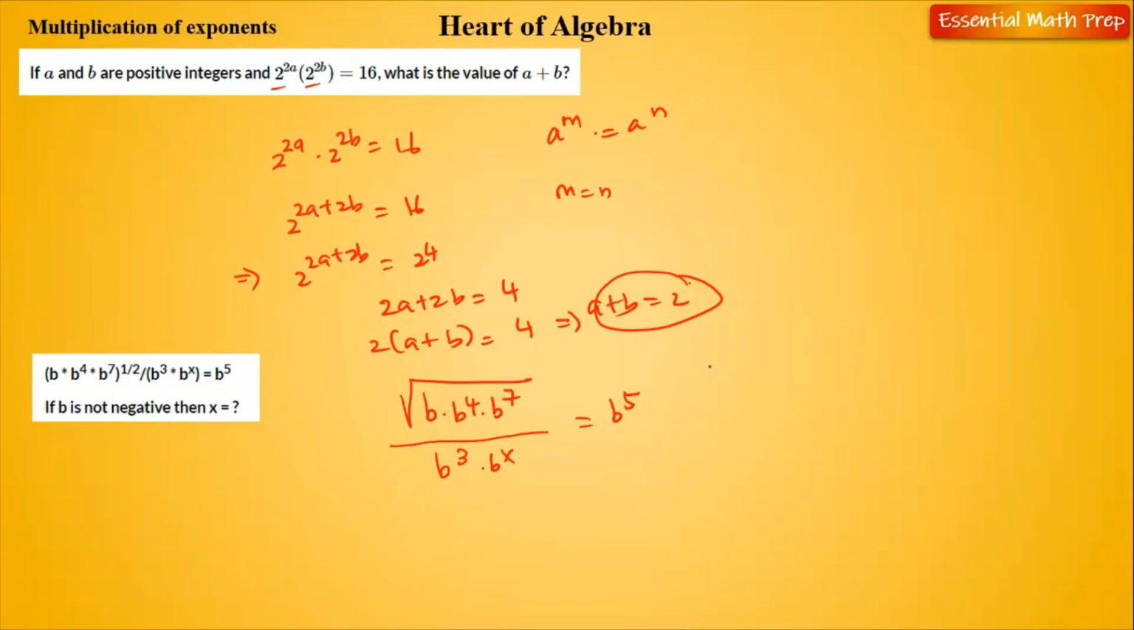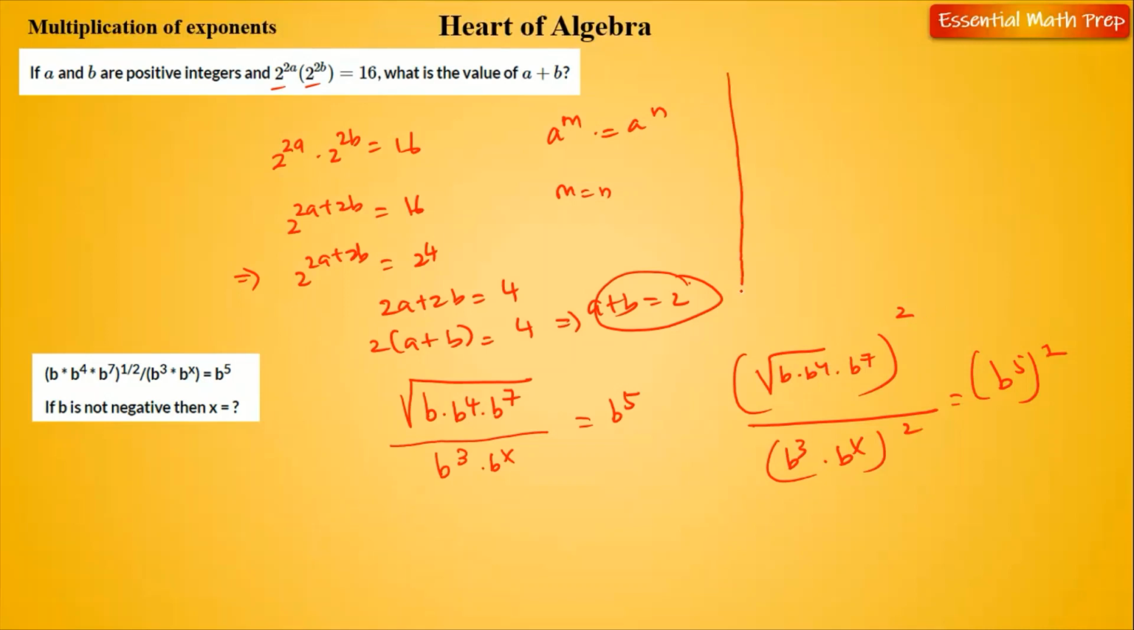So it means we square both sides. So b times b power 4 times b power 7, squared, over b cubed times b power x, squared, equals b power 5 squared, right? If you square a square root, then that cancels. I'm just going to solve this problem here. I'm actually going to draw a line to separate out the previous problem. Let's go upstairs.